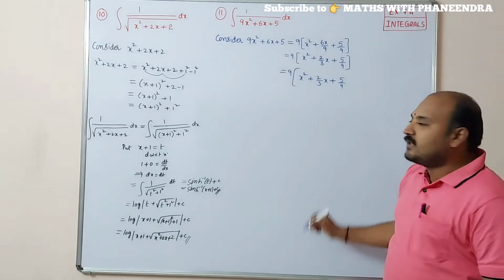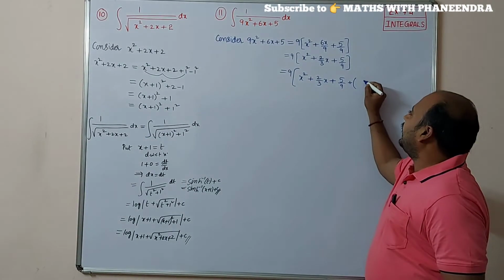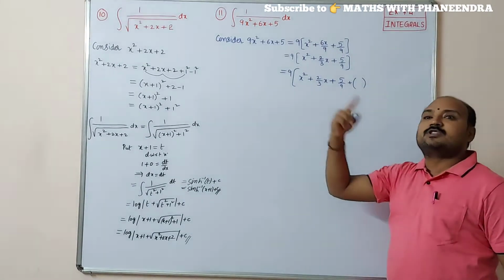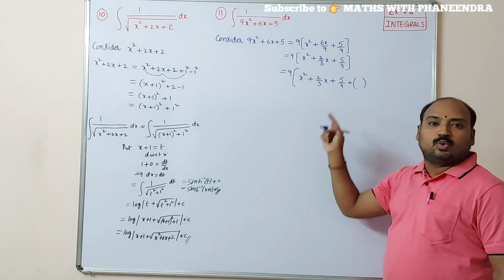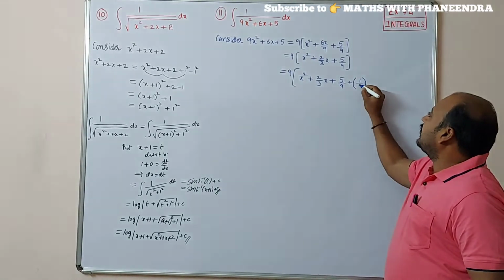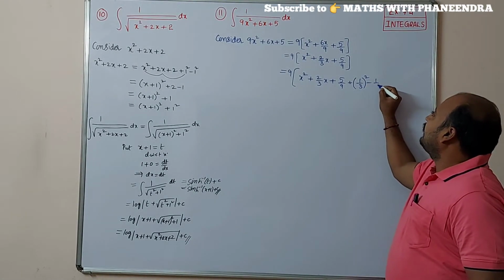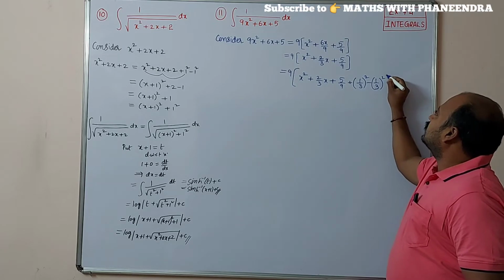How much are we adding? Subtracting and adding half of the x coefficient squared: 2 by 3 by 2. So the 2 gets cancelled, 1 by 3, 1 by 3 whole square. We are adding and subtracting the whole square.